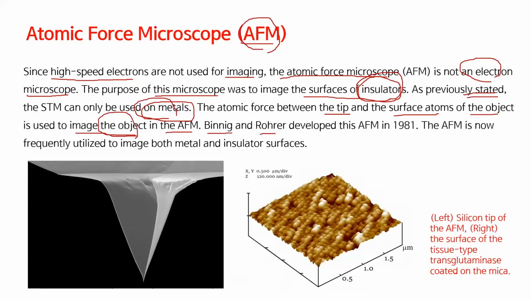Binnig and Rohrer developed this AFM in 1981. The AFM is now frequently utilized to image both metal and insulator surfaces. This is the tip of the AFM, and this figure shows the silicon tip of the AFM. And in this figure, the surface of tissue-type transglutaminase coated on the mica.